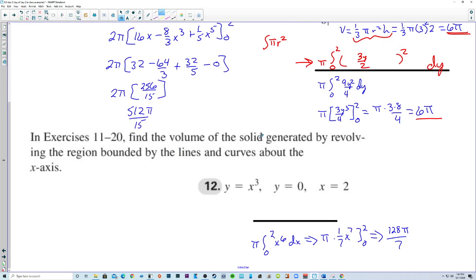Find the volume of the solid generated by revolving the region bounded by the lines and curves about the x-axis. So let's make a little sketch of this. X to the third looks like this. Y equals 0 is the x-axis, and x equals 2 is this vertical line. So we're taking this region right here, rotating that around the x-axis.